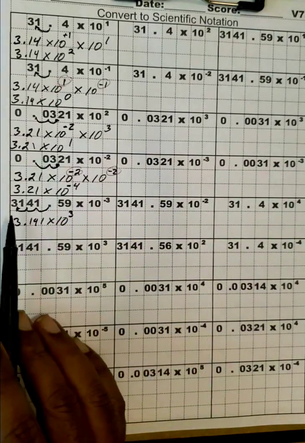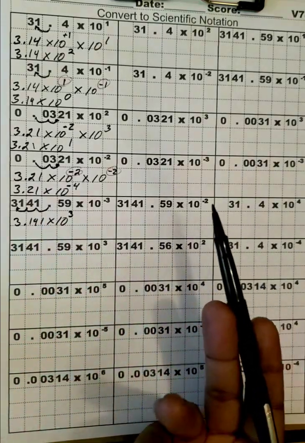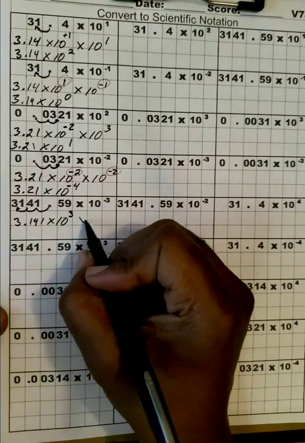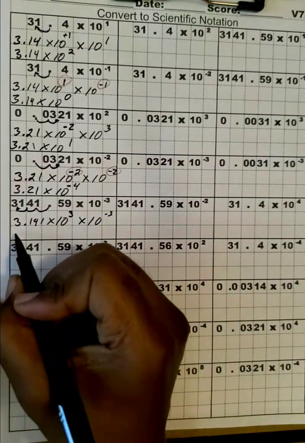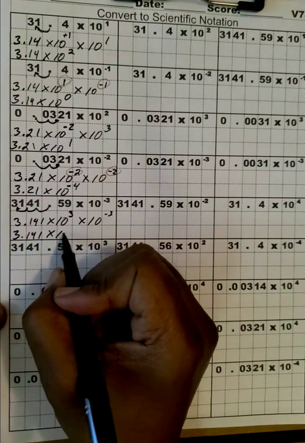Now, the original number, which was 3,141, that's a large number, larger than 1. So this is going to be a positive 3. And then we'll bring down the times 10 to the negative third power here. Okay, now bring down the 3.141 times 10.